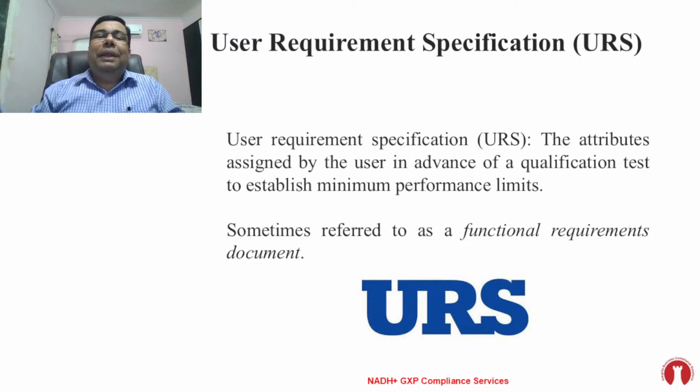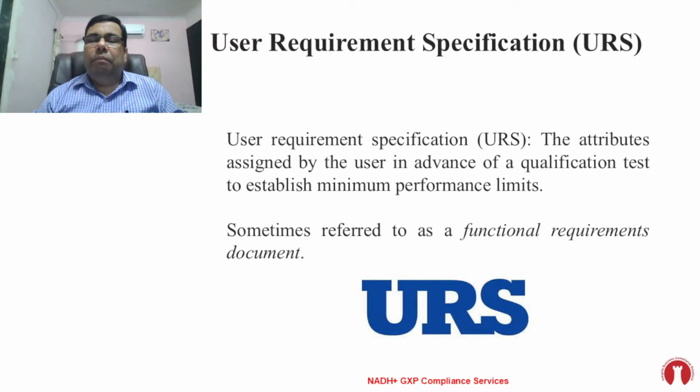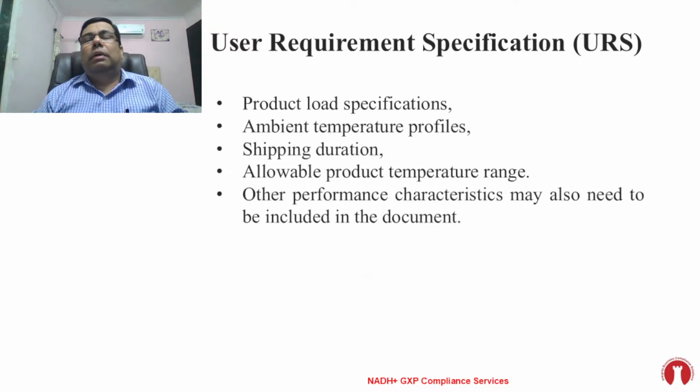So basically, whatever the expectations are by the user, they are recorded in advance. That is called the URS, in simple words. Sometimes it is also referred to as a functional requirements document. So this is the requirement of this guideline. Now, coming to the point of what minimum should be specified in URS.